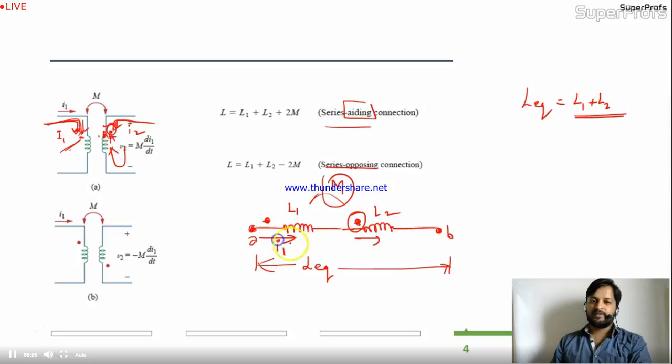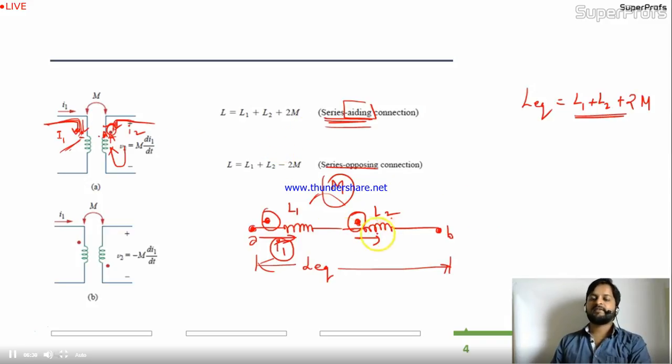See, if the current I1 is flowing in the circuit, for L1, where I1 is facing the dot at the entering stage, and for L2, where I1 is facing the dot at the entering stage, they are series adding. In series adding, the equivalent will be given by L1 plus L2 plus 2M. Simply you have to add 2M.